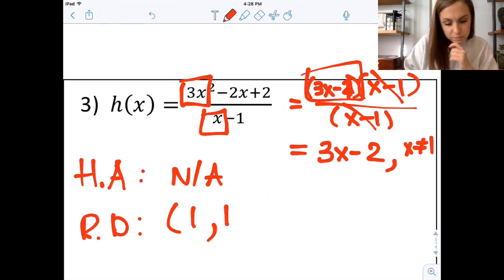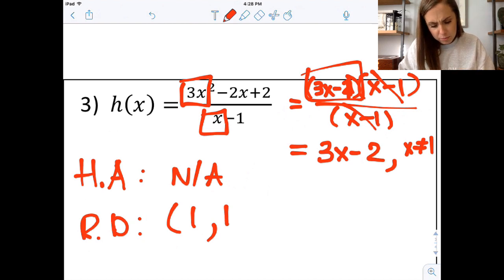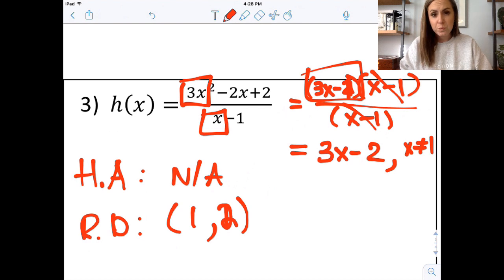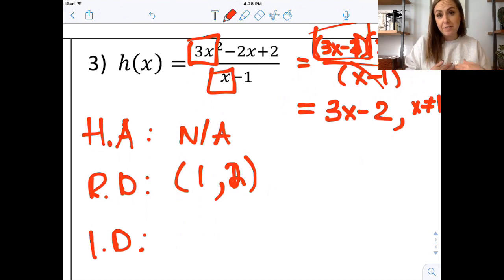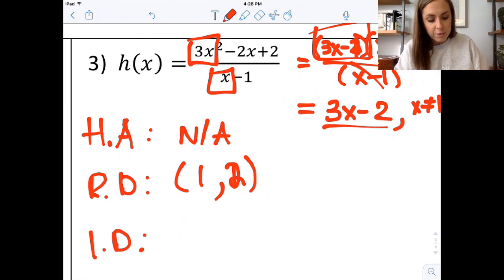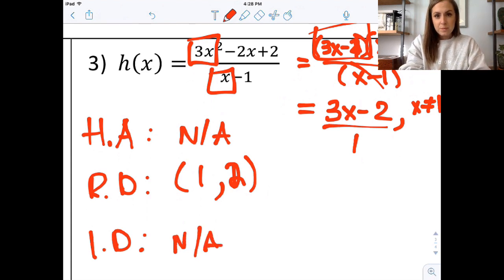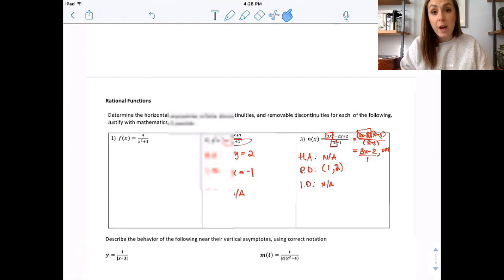No, that's a 2. Yeah, so that should be a 2. And then for infinite discontinuities, we're going to look at anything that's left in the denominator. Spoiler alert, the only thing left down there is a 1, so there are none. So make sure that those are rules that you know what goes with each, okay?